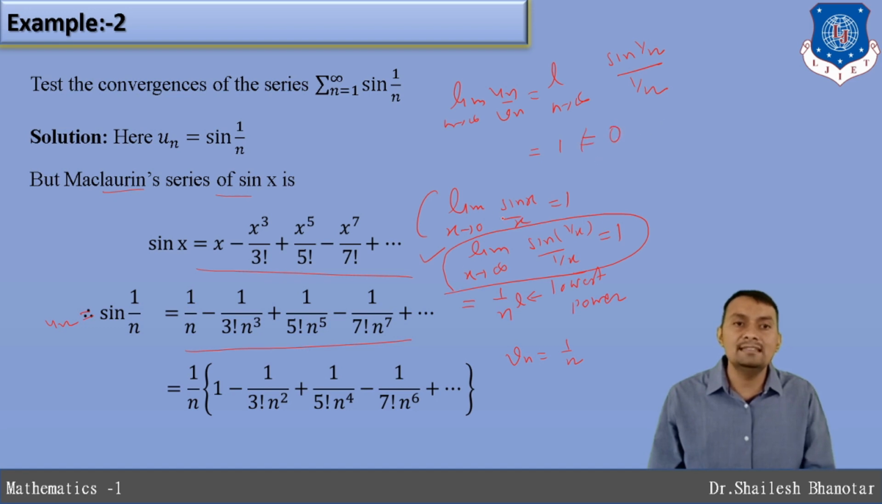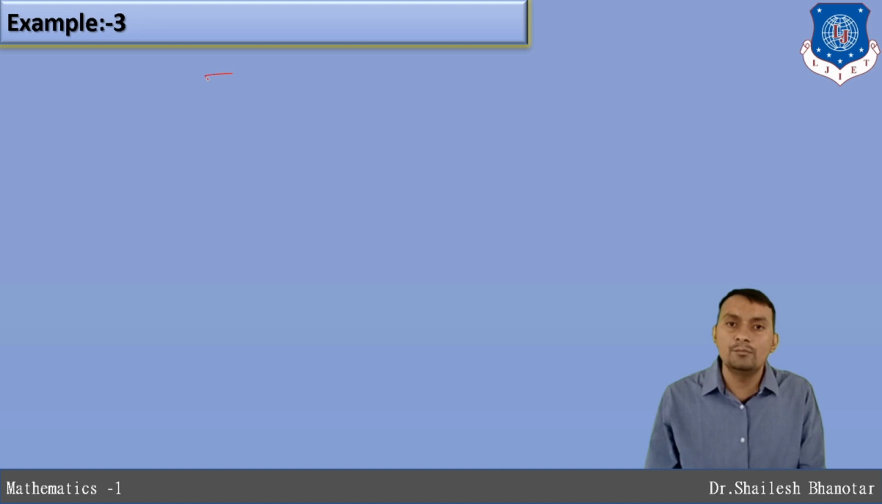Now the series vn is 1 divided by n, and this is divergent because of the p-series test. Therefore, by the comparison test, the series un, that is sine 1 by n, is divergent, and hence this is the solution. Let us understand one more question. This is 1 divided by n into sine 1 by n. Is this series convergent or divergent?